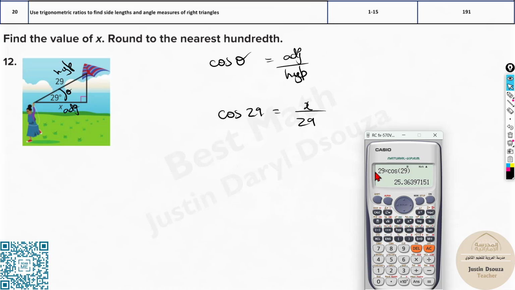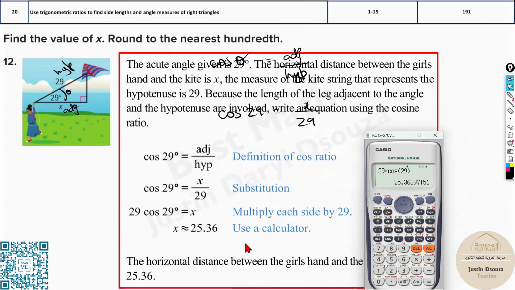Or you can put this equation as it is in the calculator with variable x. If you only put x, you have to put equal to, but if you take this to the other side, you just solve the left side. That is the answer to x, right? So the answer is 25.36.